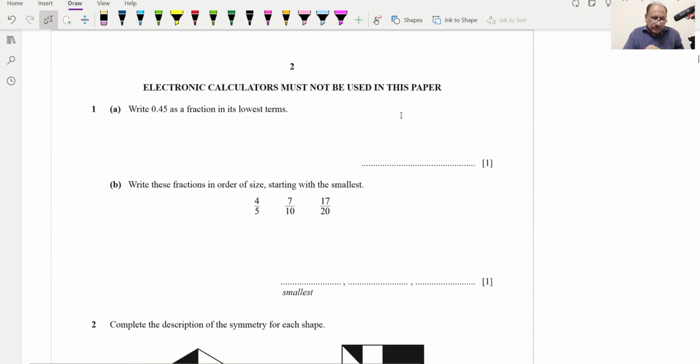Keep in mind this is a non-calculator question, so electronic calculators must not be used in this paper. So it's non-calculator, this is very important.